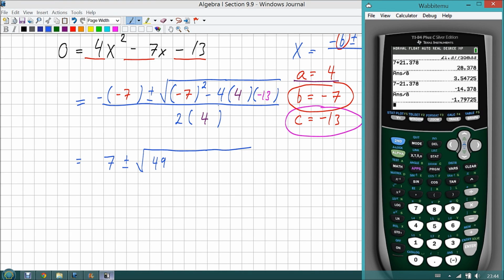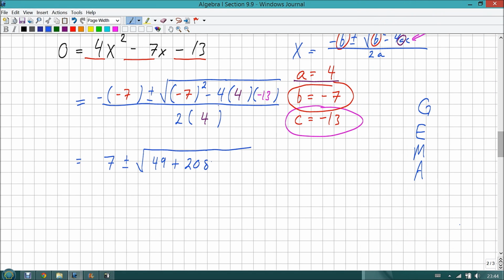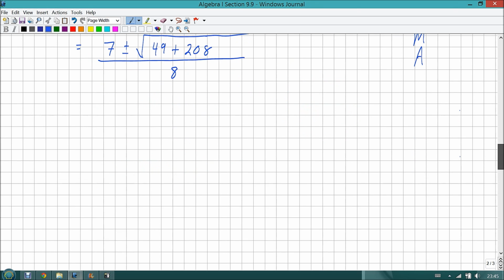Okay, so it looks like I'm going to do negative 4 times 4 times negative 13. When I do that, I get 208. So I know this is plus 208. Again, this is over 2 times 4, which is 8. Doing a little bit more, we get 7 plus or minus the square root of 49 plus 208.